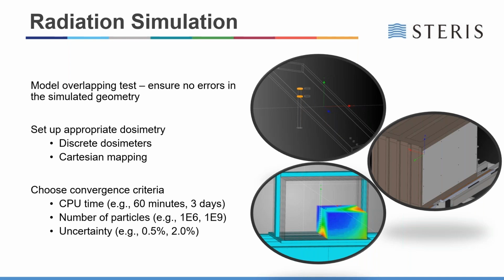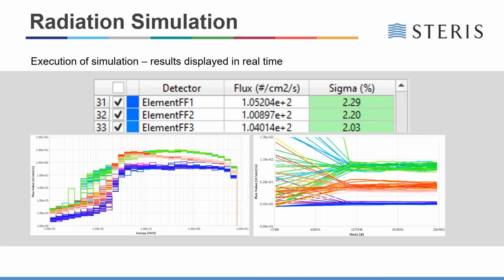So graphical representations of the energy levels of the simulated particles can be shown on the next slide. And what we're looking at here is how the element, which we see FF1 relating to front face 1, is shown in the table at the top. And we can see in real time how the flux or the dose within that element is changing, as well as the sigma, or the uncertainty percentage, is changing as well.